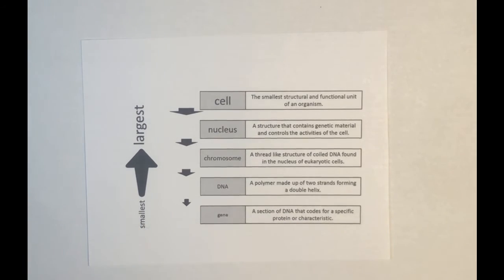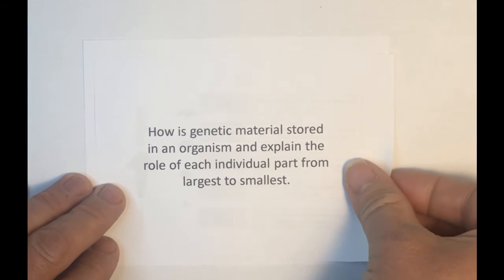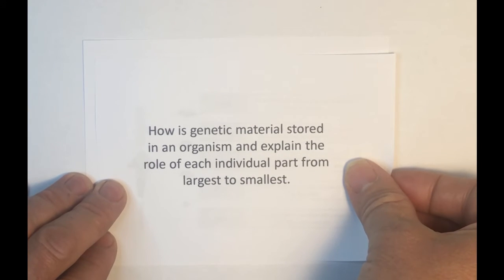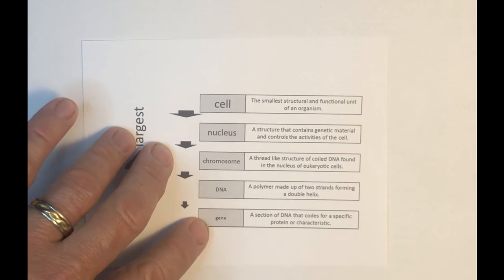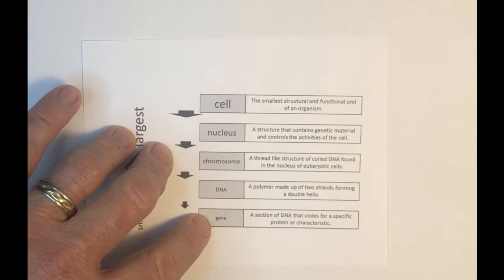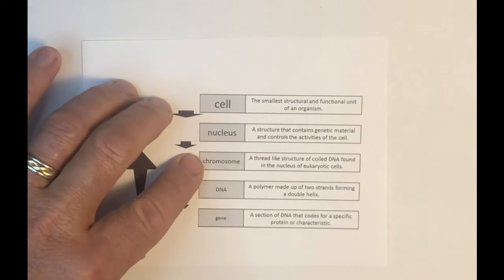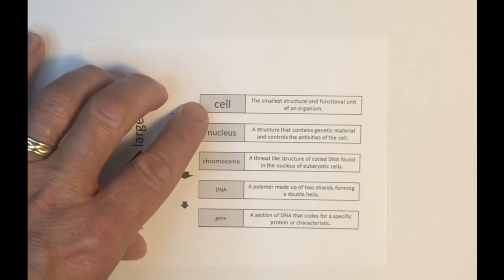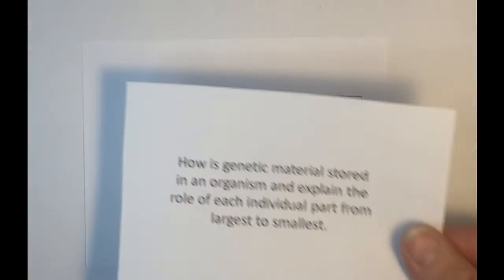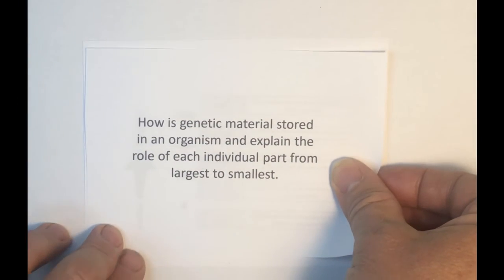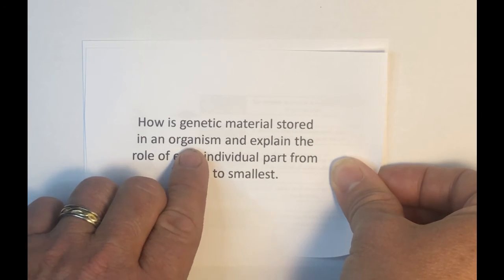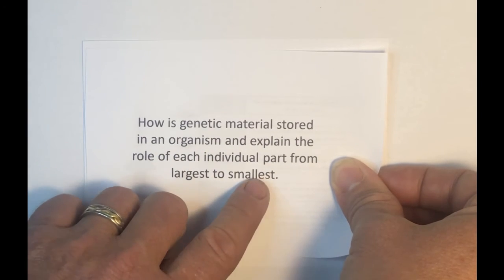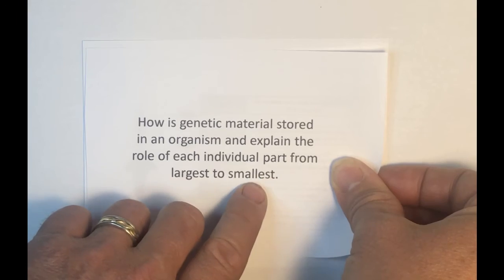Going back to the question, how is genetic material stored in an organism, and explain the role of each individual part from largest to smallest. Basically, the genetic material is stored in the gene. It's then stored in DNA, it's stored in the chromosome, it's stored in the nucleus, and then it's found in the cell. So to answer that question, you've got to be key to this: largest to smallest.